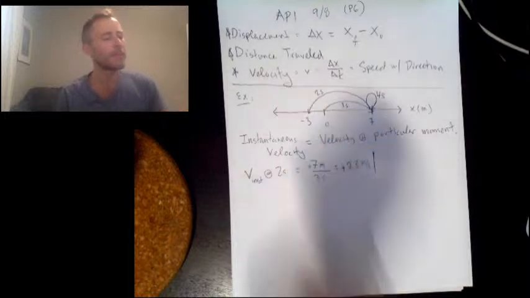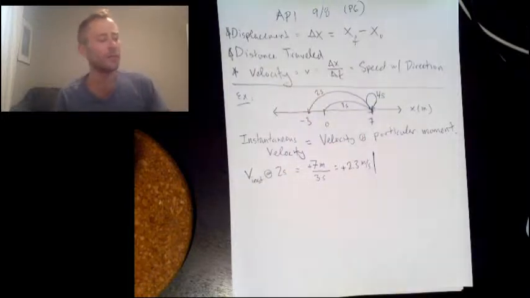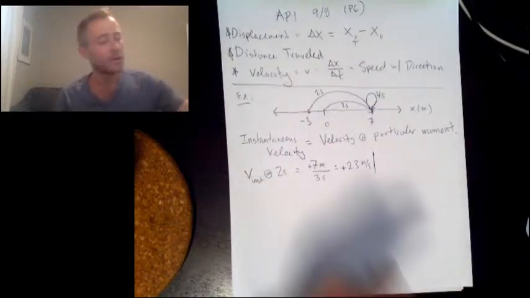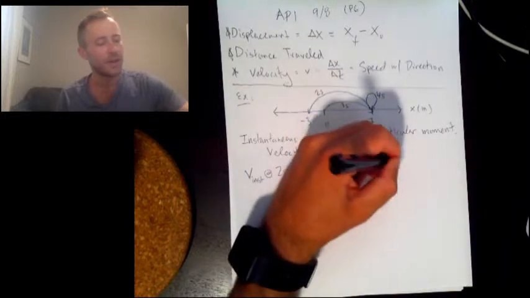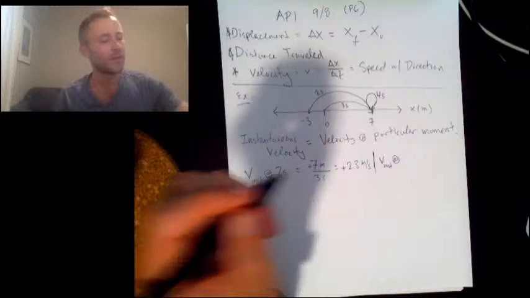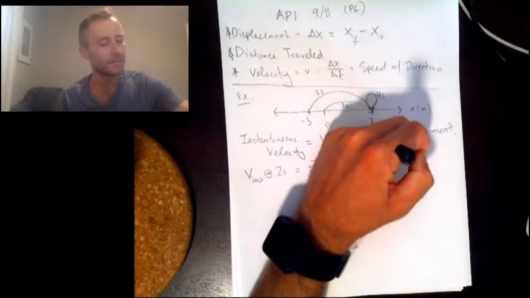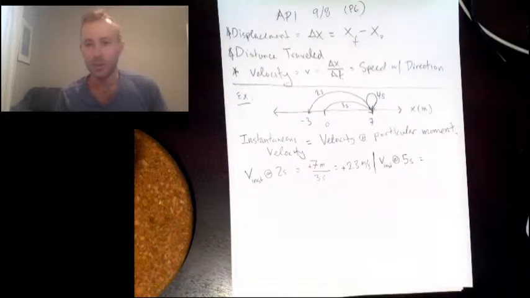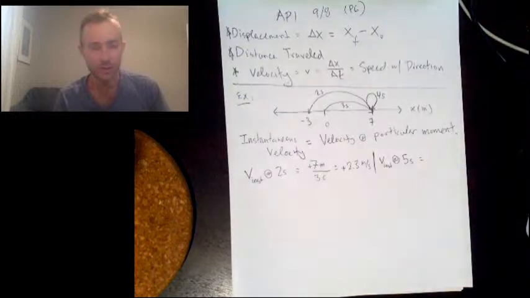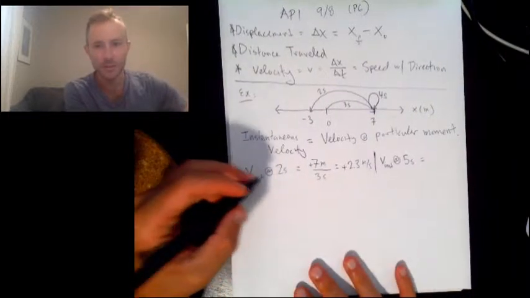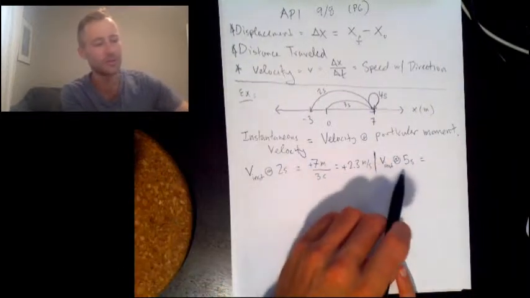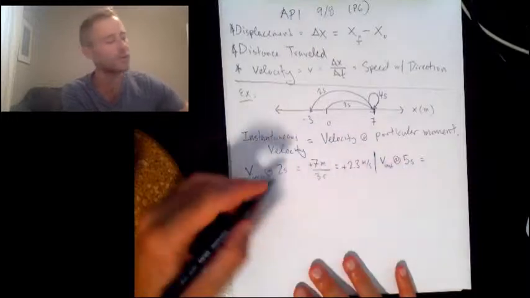Very good. Okay, so now what I would like to know is what is the instantaneous velocity at 5 seconds into the journey? And that's a really easy question. So if you know the answer, go ahead and type it into the live chat. What was the instantaneous velocity at 5 seconds? Type it in.